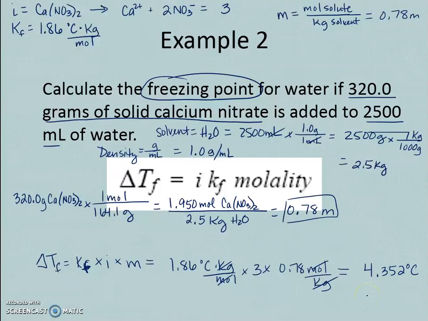Now, is that our new freezing point? If you say yes, you are going to be in big trouble. Why? Because that's the change in temperature. What does water freeze at? Water freezes at 0 degrees Celsius. And remember, we want the freezing point to go down, so are we going to add this or subtract it? We're going to subtract it. Oops, I wrote the wrong number. So 0 minus 4.352 degrees Celsius gives us a freezing point of negative 4.352 degrees Celsius. That's a big difference, especially compared to the last one, right?